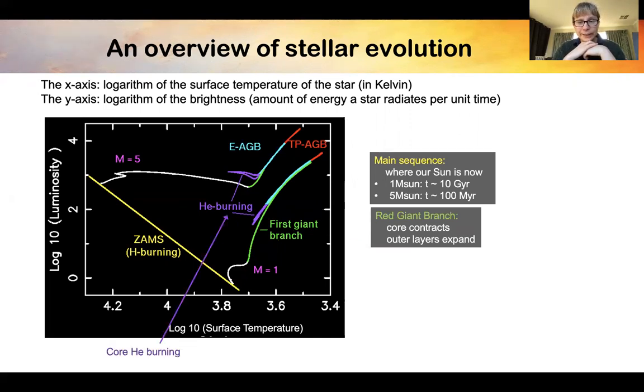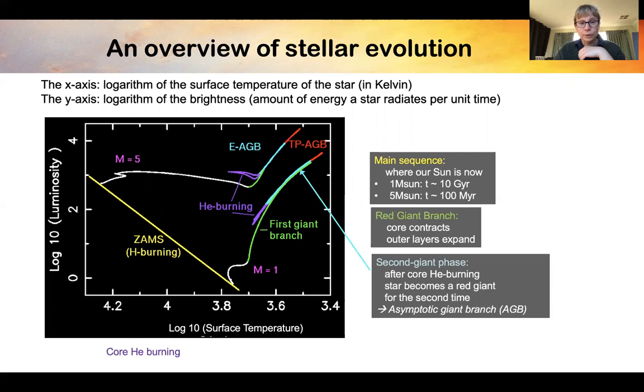At some point, helium is ignited in the core, and the star goes through a phase of core helium burning. After helium is exhausted in the core, the carbon-oxygen core contracts, and the outer layers expand, and the star goes through a second giant branch phase. This is known as the asymptotic giant branch, and this is roughly where our sun is today.